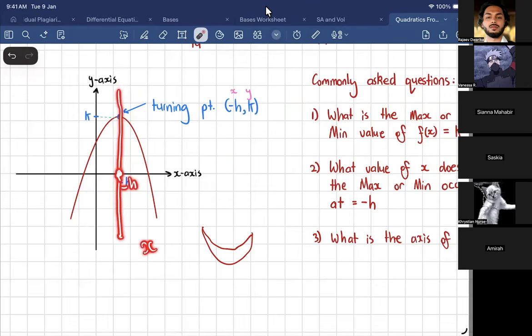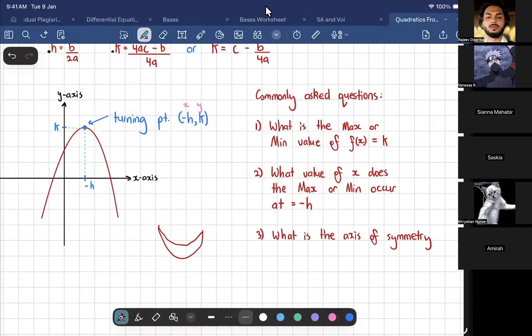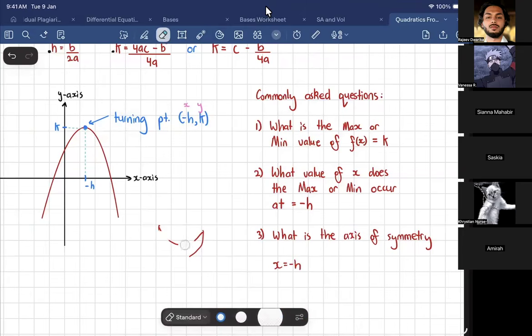So you'll say x is equal to negative h because you're passing through minus h on the what axis, guys? The x-axis. Right. So you say x is equal to minus h. So what is the axis of symmetry? All the time, that's just going to be x is equal to minus h. And these are the commonly asked questions.